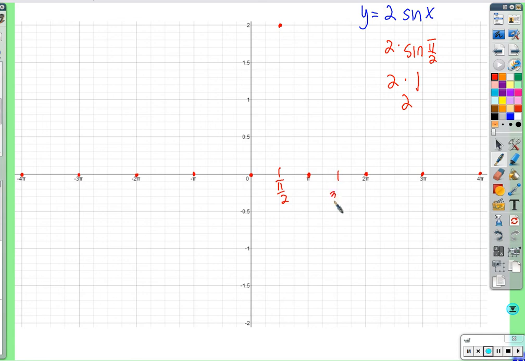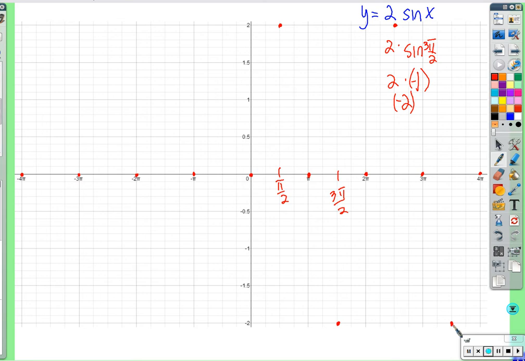Go to 3 pi over 2. Okay, 3 pi over 2. Let's change this to 3 pi over 2. What's the sine of 3 pi over 2? Negative 1. What's 2 times negative 1? Negative 2. So it's negative 2, 3 pi over 2. And come over here. I think we're all pretty confident that we come out to 2 and this negative 2.